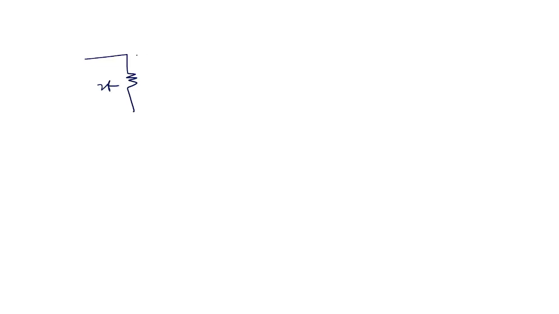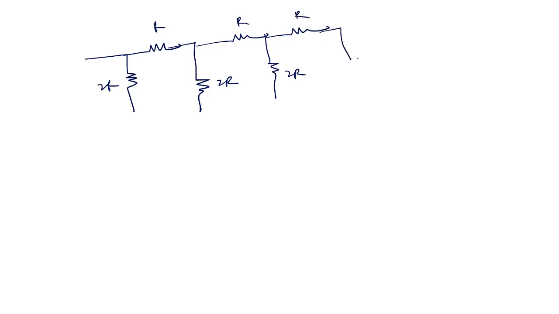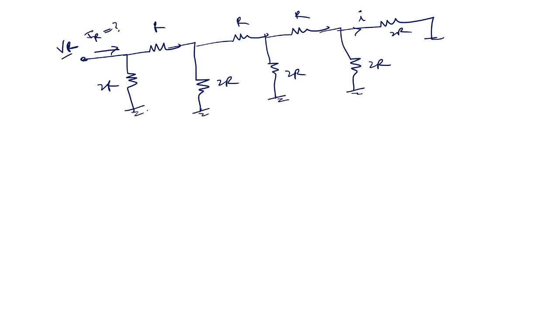This is 2R. This is R. This is 2R. This is R. This is 2R. This is R. This is 2R. And this is what is given, right? This is VR. Now I want to know what is the total current drawn, from this to find out what is I here. Correct? Yes or no? Who is that asked the question?